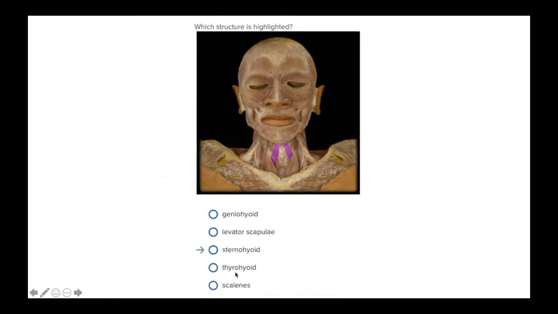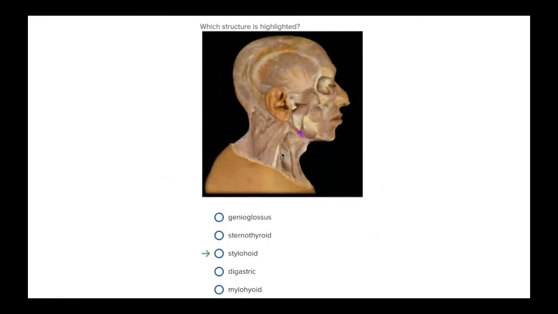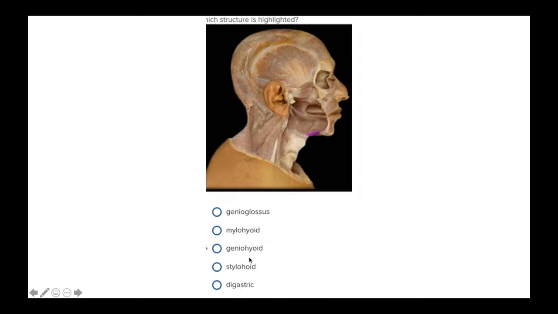Okay, now here is the sternocleidomastoid. This is the sternohyoid going up higher to the hyoid. Remember, this is the thyroid cartilage. Sternohyoid. Here's your stylohyoid, the styloid process. Remember, the mastoid is here, styloid is here. So going from the styloid to the hyoid bone is the stylohyoid muscle.